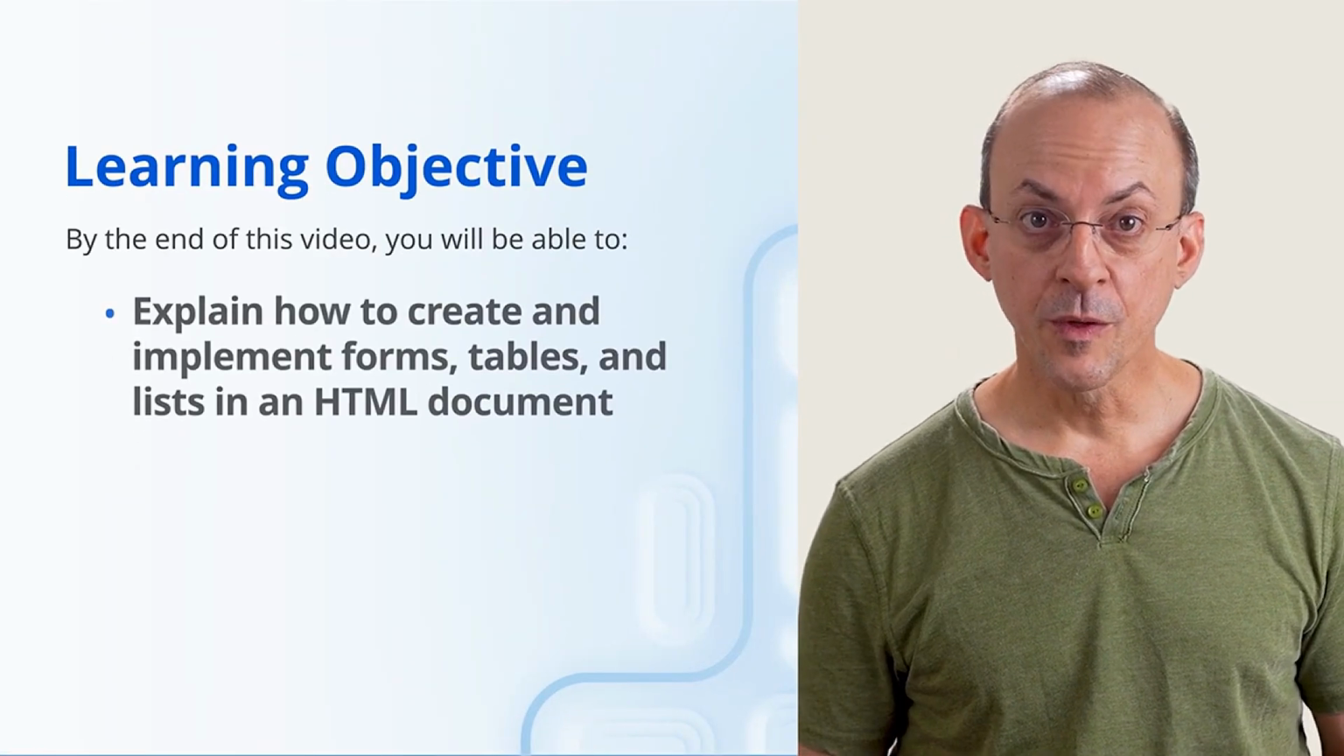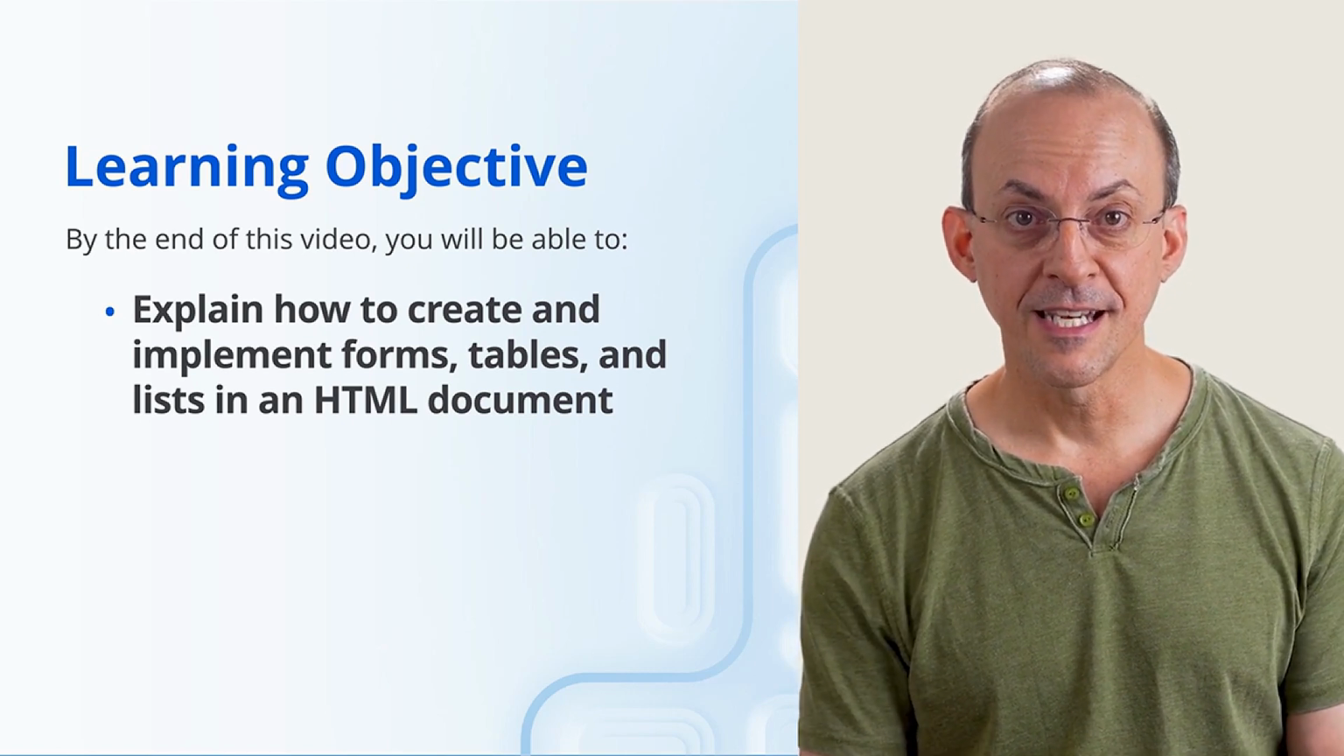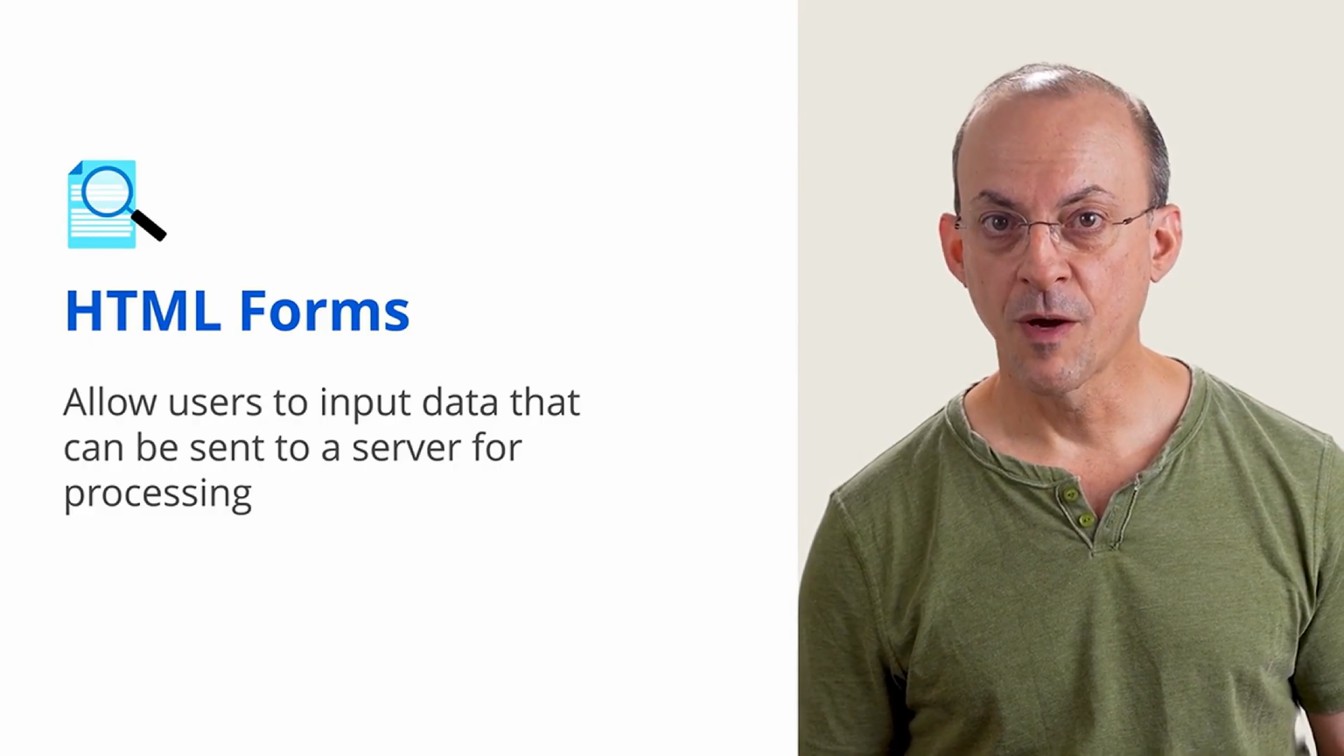Imagine you're building a website from scratch. What tools would you need to make it interactive, organized, and user-friendly? Forms, tables, and lists are the backbone of any well-structured website. They're not just random elements. They're the tools that allow you to gather information, present data clearly, and organize content in a way that's easy for users to navigate. In this video, we will explain how to create and implement forms, tables, and lists in an HTML document.